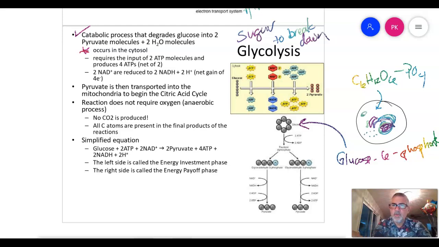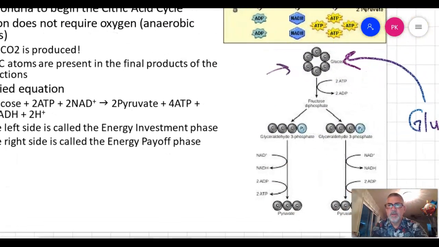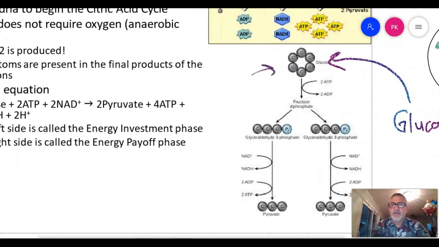Okay, so I got my glucose right here. My glucose has 6 carbons. You can see my 6 carbons right here. So let me expand this. Let me make this bigger for you so we can talk about this. All right, so it requires two ATP. So I have to put energy into it, right?